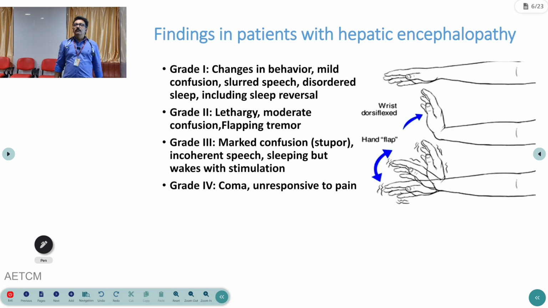Okay. So, this is one of the important signs of hepatic encephalopathy. There are 4 grades of hepatic encephalopathy. First grade is the sleep reversal. The most important finding in grade 1 is sleep reversal. So, that is sleep reversal.